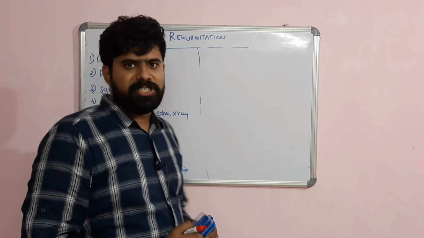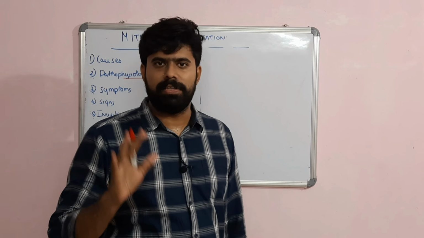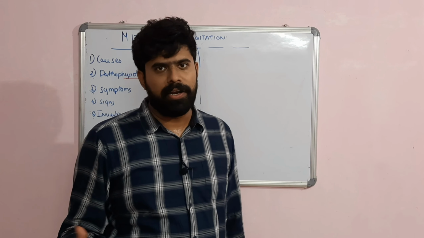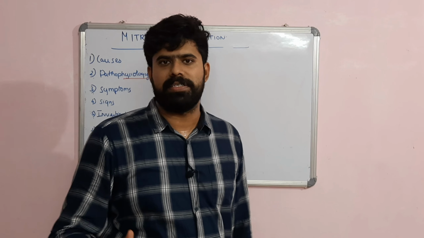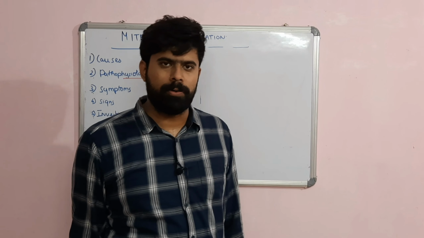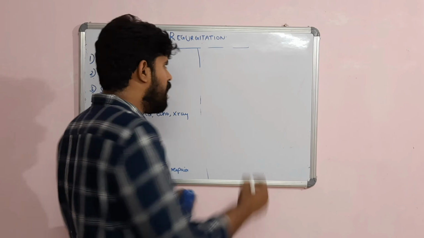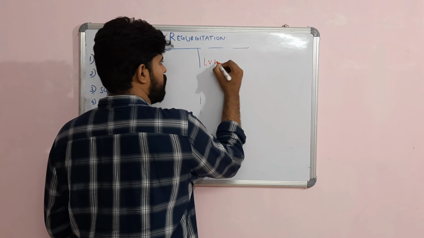So how does an MR patient present? Basically, any regurgitant lesion can present with palpitation. Mitral regurgitation, aortic regurgitation, any volume overload condition can present with palpitation. Any obstructive lesion can present with low cardiac output. That is a general dictum. Now, that can be symptoms because of LV failure.